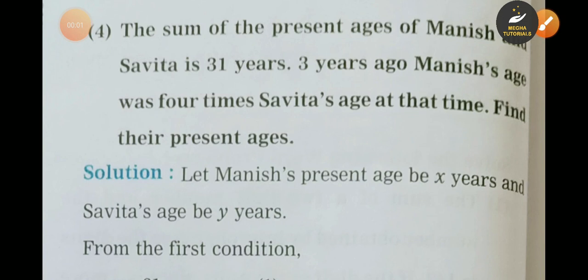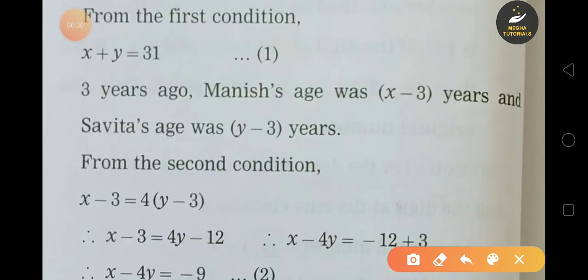Question 4. The sum of the present ages of Manish and Savita is 31 years. 3 years ago, Manish's age was 4 times Savita's age at that time. Find their present ages. Let Manish's present age be x years and Savita's age be y years. So from condition 1 we can write x plus y is equal to 31, that is equation 1, and from second condition we will get 3 years ago Manish's age was x minus 3.